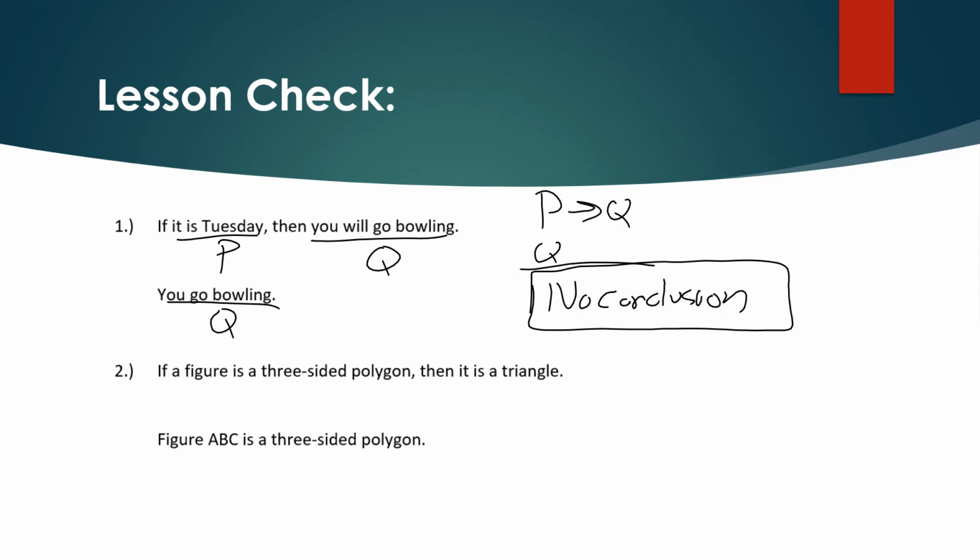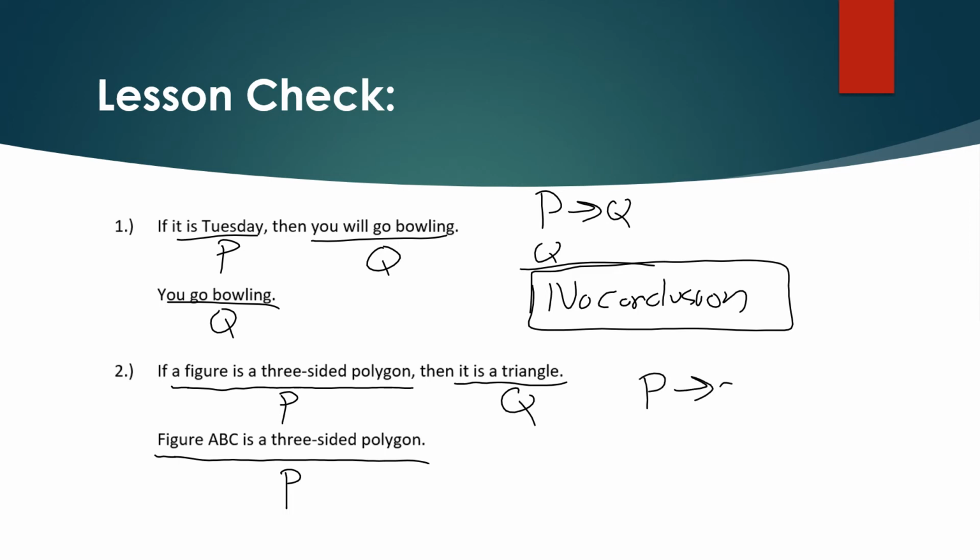Number two, if a figure is a three-sided polygon, then it is a triangle. So three-sided polygon, P, is a triangle, Q. And they say that ABC is a three-sided polygon, that's P. So I've got P implies Q. P is true, therefore Q is true. So I'm going to say that figure ABC is a triangle.